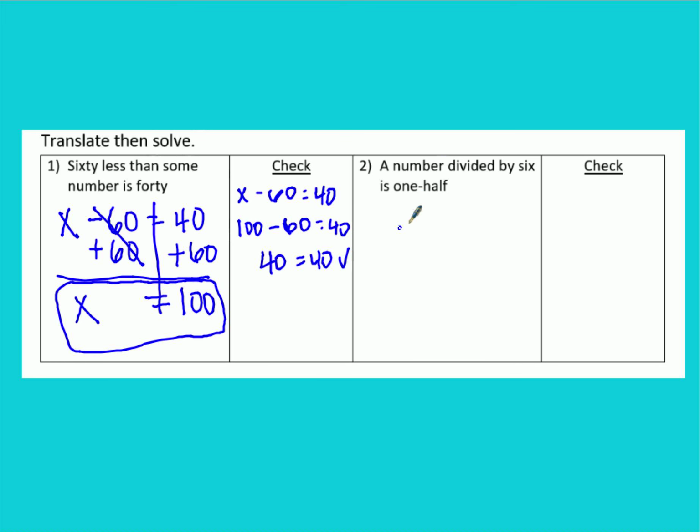Now this one's a little bit different. It says a number, so we don't know that number, so we're going to call that x, divided by 6 is 1/2. So that just looks like this. Now we need to figure out, what does x need to equal here?